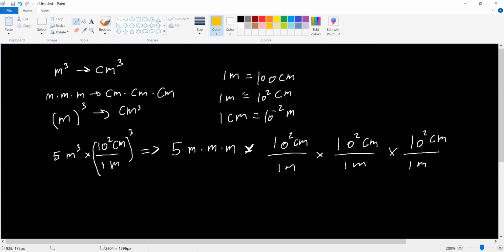Now what's going to happen is this. This meter will cancel out with this meter. This meter is going to cancel out with this meter. And finally, this meter will cancel out with this meter, leaving you with, you guessed it, cm cubed. Therefore, it'll be 5 times 10 to the 6th cm cubed.